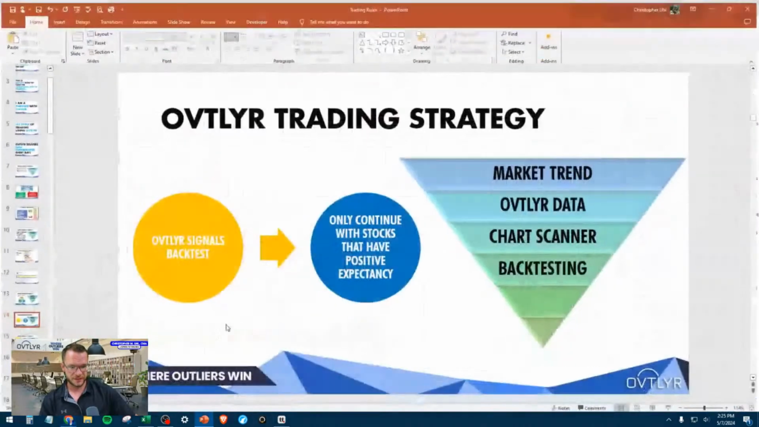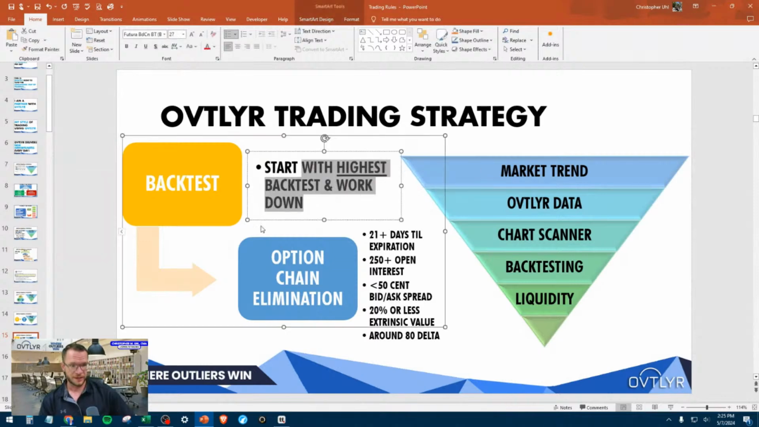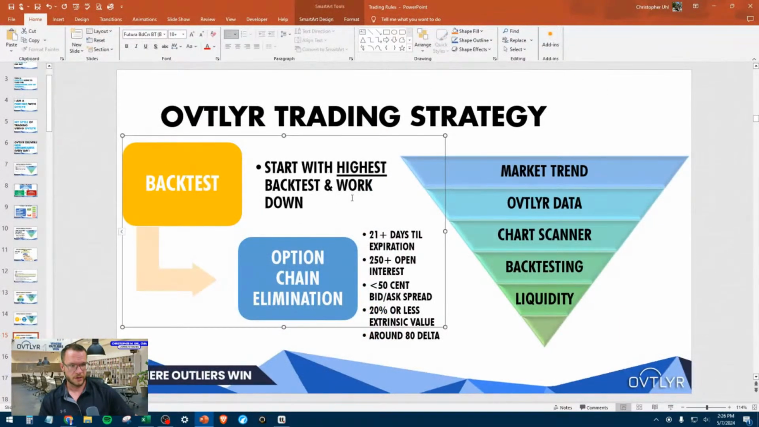So the next step is to look at the options chain. I don't have the data in front of me for all those highest backtests, so we'll just go in this list that it gave us here. But we need to look at the option chain liquidity, right? 21 days to expiration, 250 plus open interest, less than 50-cent bid-ask spread, less than 20% extrinsic value, give or take, and it's usually around 80 delta.